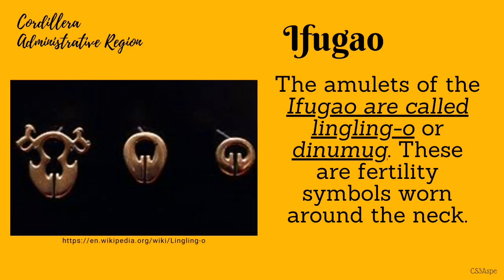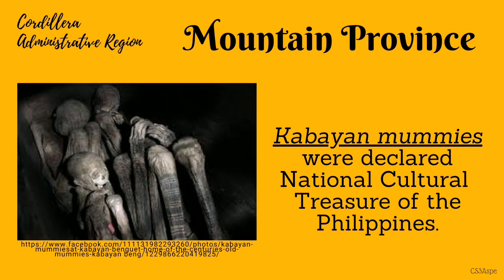The amulets of the Ifugao are called lingling-o or dinumo. These are made from jade, gold, copper, bronze, stone, and other materials. These are fertility symbols worn around the neck. The Kabayan Mummies were declared national cultural treasure of the Philippines. The body tattoos that adorn the Kabayan Mummies are similar to the patterns found in their textile.